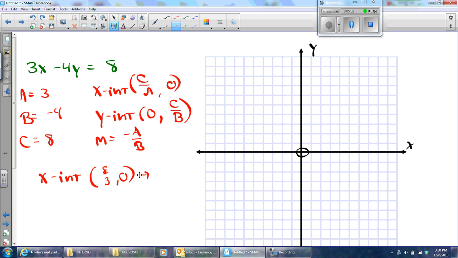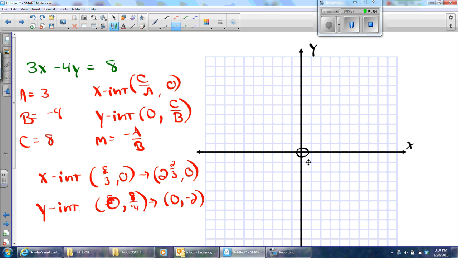Or I could call that what? 2 2/3, 0. I don't want to graph 2 2/3. I'm capable, I know how, I just don't want to. It'd be easier to maybe find the y-intercept, which is going to be 0 there, and then 8 over -4. And that, of course, would be better as 0, -2.